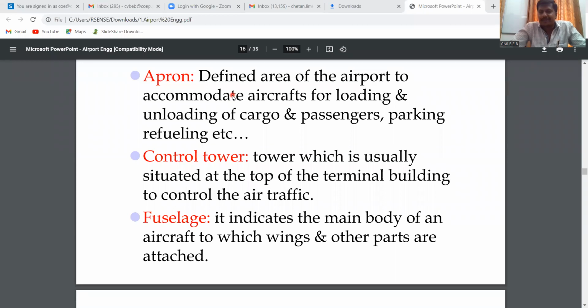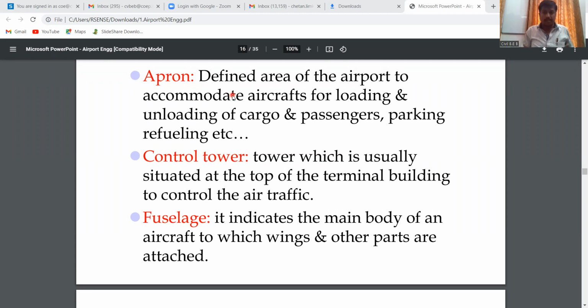So there you can see the best example of the control tower, okay, which is situated at the top of the terminal building, which is used to control the air traffic. Then fuselage, it indicates the main body of the aircraft to which wings and other parts are attached.